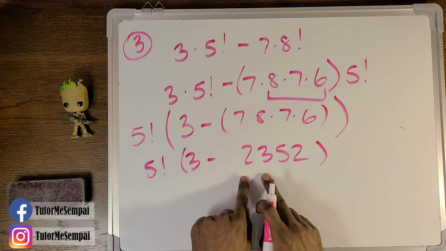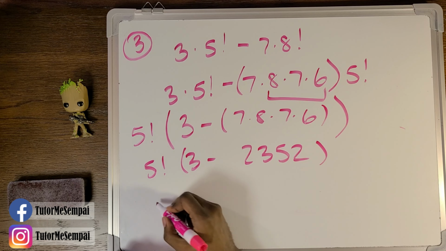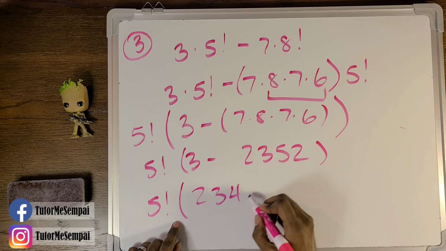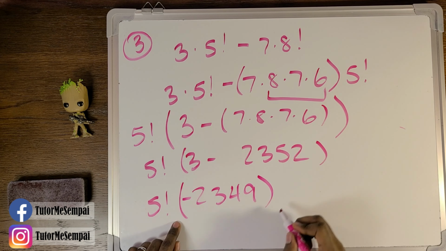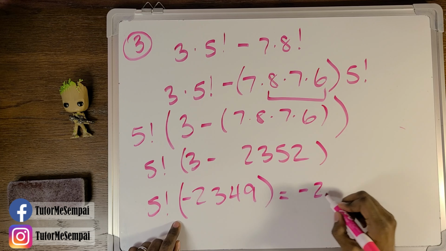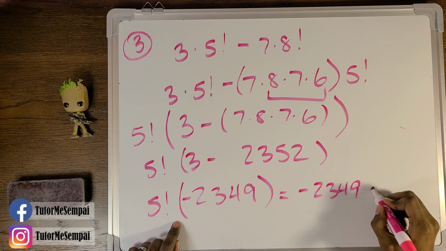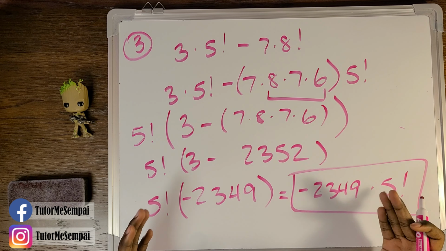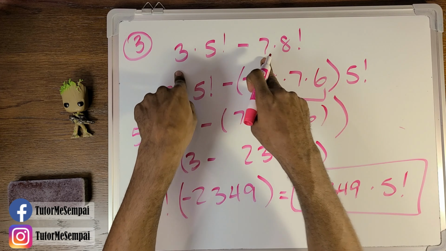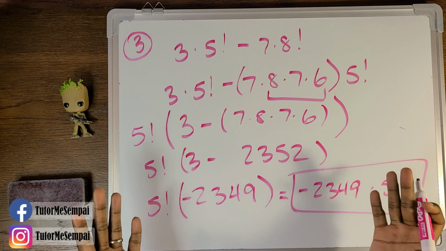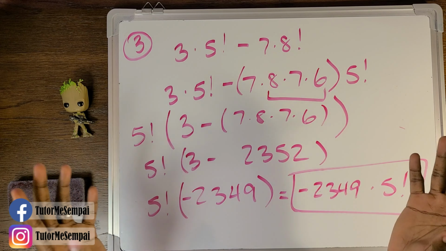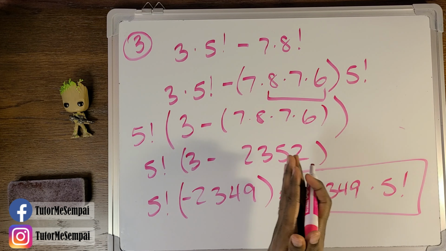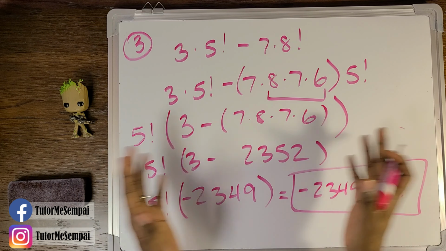What's 3 minus 2,352? Well, this is simply going to be 2,349, except that's going to be a negative. And we can rewrite this as negative 2,349 times 5 factorial. This is our answer. So you see, it doesn't matter whether you have pure factorials or if you have some numbers already multiplied to them. We're going to tackle it the same exact way. When you're adding or subtracting these, you want to first focus on where is your smallest factorial. If you can find that, you can extract it, and then you can simplify the rest.